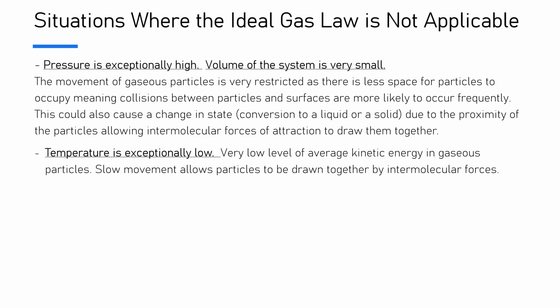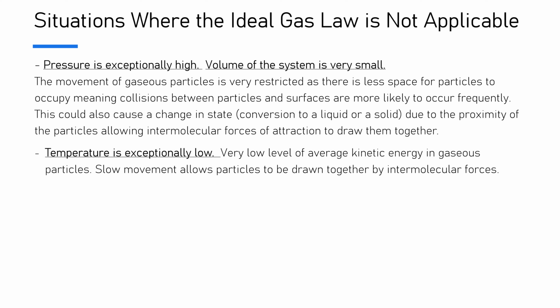The first is when pressure is exceptionally high. This is usually due to the volume of the system being very small. As a result of this, the movement of gaseous particles is very restricted, as there is less space for particles to occupy, meaning collisions between particles and surfaces are more likely to occur frequently. This could also cause a change in state, so conversion to a liquid or solid, due to the proximity of the particles allowing intermolecular forces of attraction to draw them together.